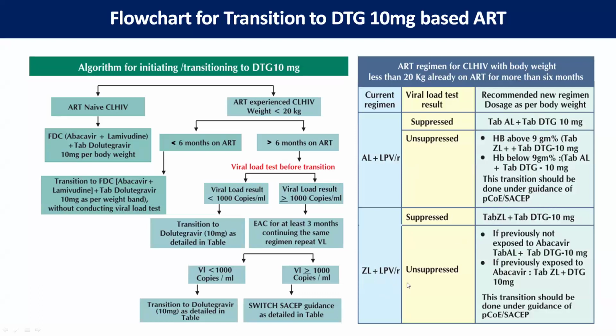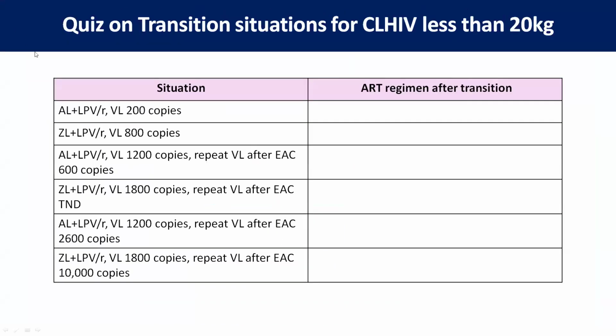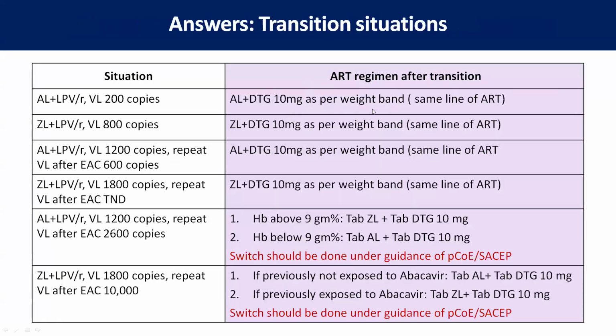Same for zidovudine, lamivudine and lopinavir, ritonavir. If after 6 months virally suppressed, you have to change to ZLD. If virally unsuppressed, you have to go for the ALD. So a viral load below 1000 copies means virally suppressed, and you change to ALD.